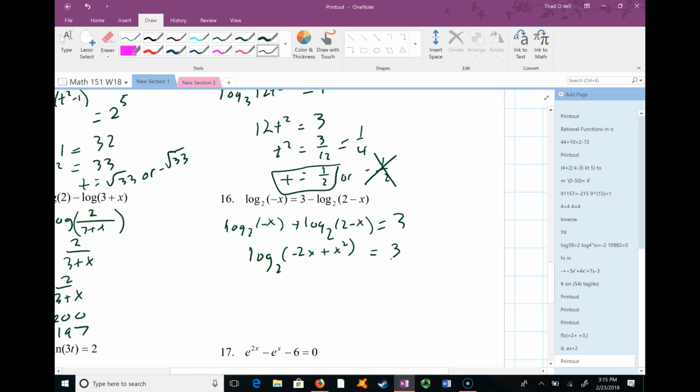How do I undo log base 2? 2 to the. So if I raise this to the power of 2, these guys cancel out. I'm left with negative 2x plus x squared. Raise this to a power of 2, that'd be 2 to the 3rd power, which is 8.